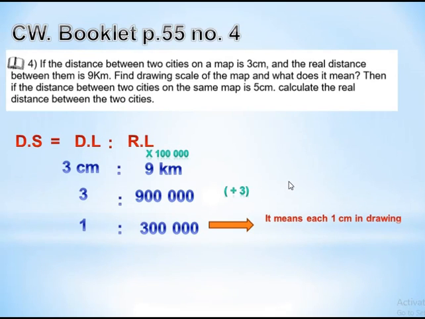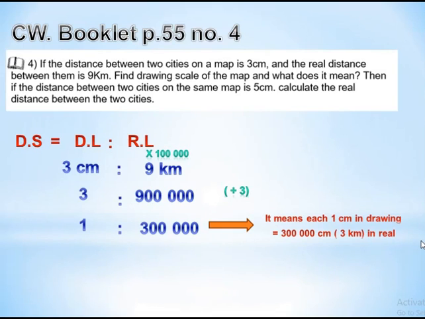What does it mean? It means that each 1 centimeter in the drawing equals 300,000 centimeters in real. But if I want to calculate it in kilometers, we have to divide by 100,000, which will be 3 kilometers in real. Okay, it will be 300,000 centimeters in real.